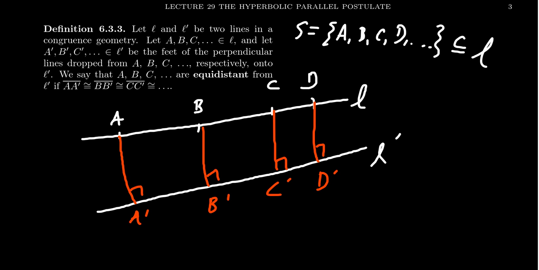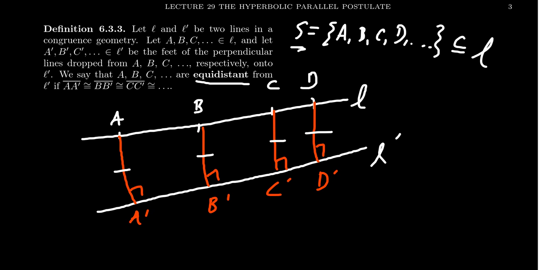So we say that this set of points S is an equidistant set of points if AA prime is congruent to BB prime, congruent to CC prime, congruent to DD prime, congruent to EE prime, however many those are. This definition sounds like it's a finite set, but admittedly, this could be an infinite set of points, even an uncountable set. As long as there's a correspondence between the points of L and the points of L prime, and all those corresponding segments are congruent, we call this an equidistant set of points.